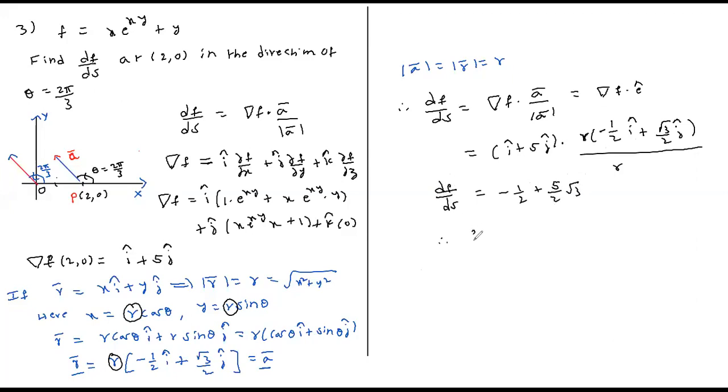Therefore, what is the final simplification? df by ds is equals to 5 root 3 minus 1 by 2. That is the directional derivative. Okay.